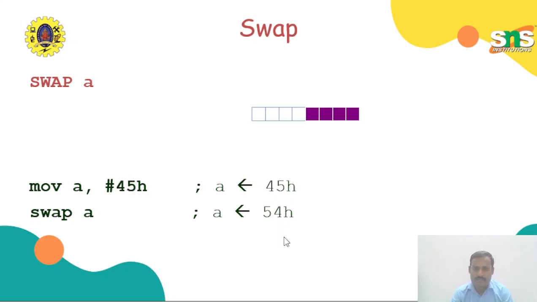Look at another example. I am moving 45 to the accumulator: MOV A, #45. After this instruction, A becomes 45. I am performing SWAP A. What happens? The lower nibble 5 becomes the higher nibble and the higher nibble 4 becomes the lower nibble. After swapping, the data becomes 54. Before that, it had the data 45; after that, it has the data 54.